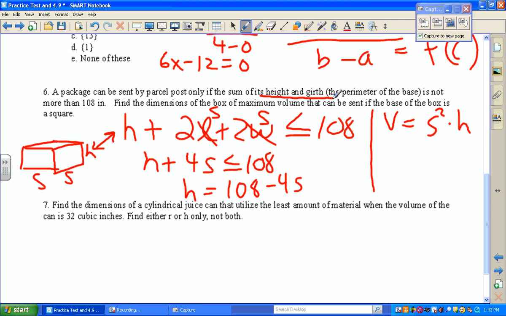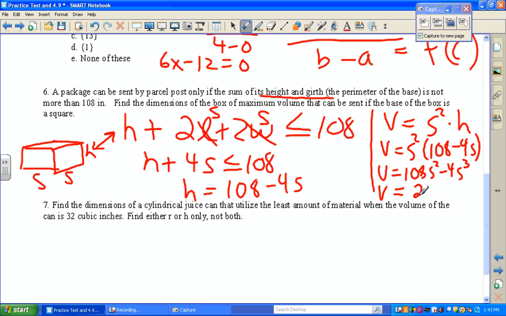So, now we have the volume equal to S squared times 108 minus 4S. 108 S squared minus 4S cubed. How do you maximize that? Derivative, right? So V prime equals 216S minus 12S squared.